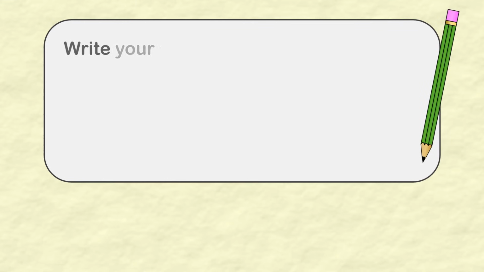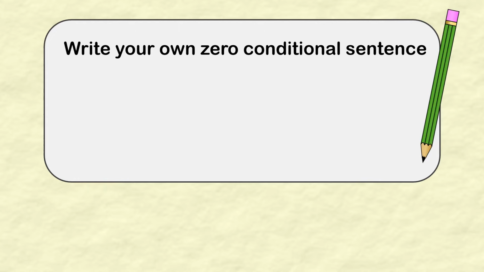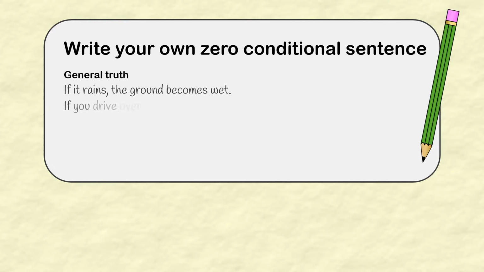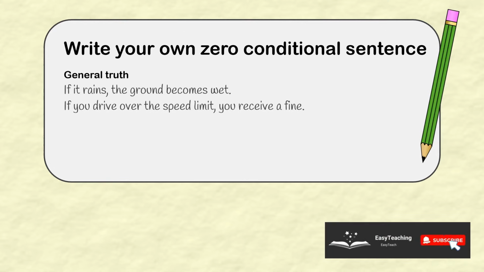Now it's time to write a zero conditional sentence of your own. You might choose to write a general truth. It might be about nature. For example, if it rains, the ground becomes wet. Or it could be about the law, like this. If you drive over the speed limit, you receive a fine.